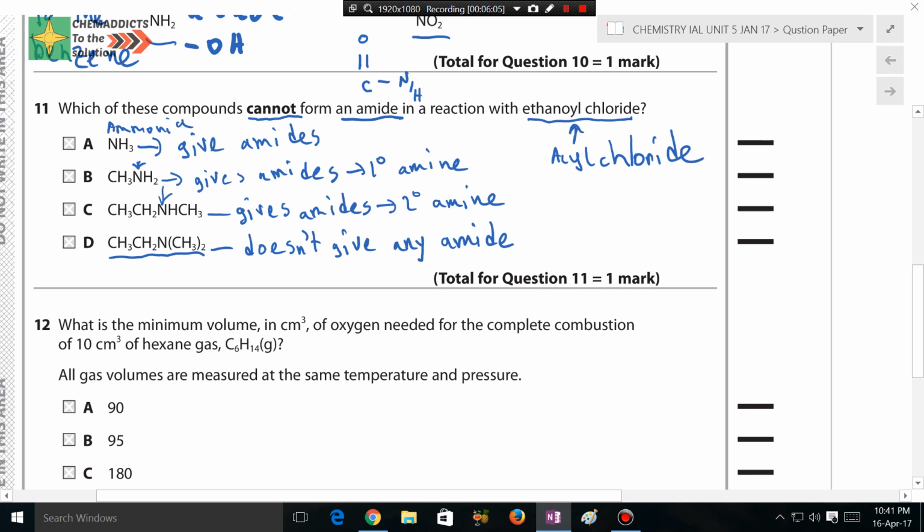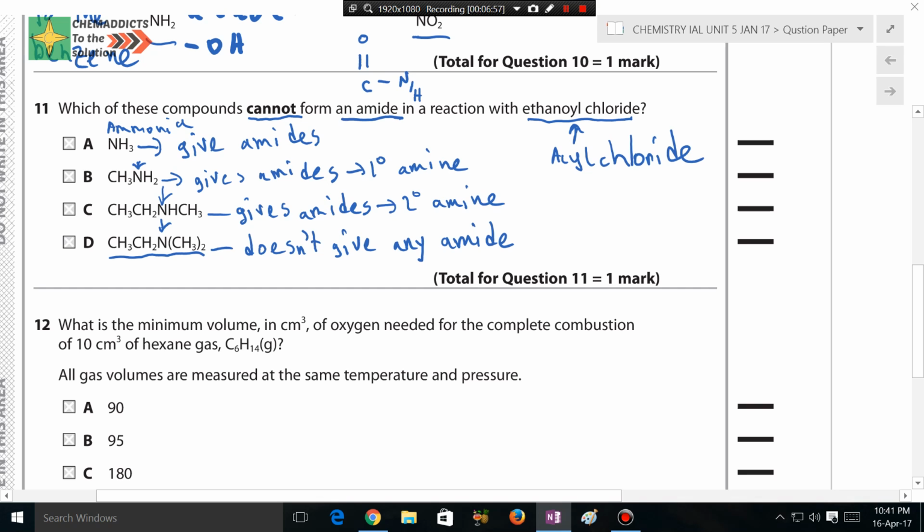I'm gonna discuss this on the whiteboard, don't worry, but for the time being just notice that this nitrogen has one hydrogen, so that is why a 2 degree amine reacts with acyl chloride to give amides. This nitrogen guy over here has no hydrogen. Instead it has 3 alkyl groups attached, and doesn't have any hydrogen, poor guy, so it won't react with acyl chloride to give amides.